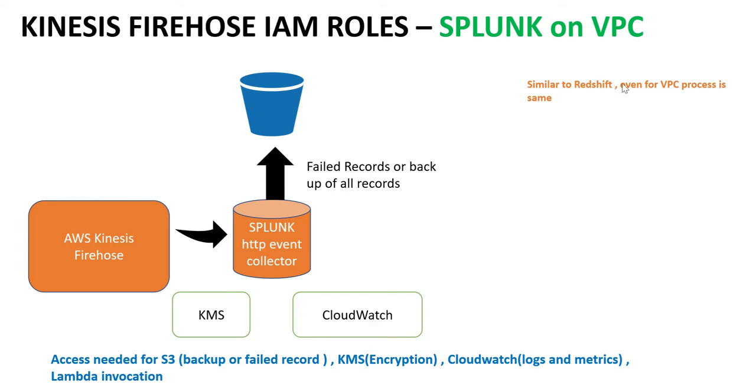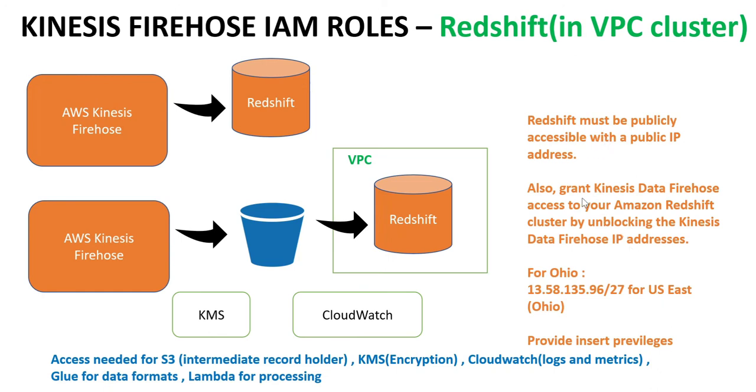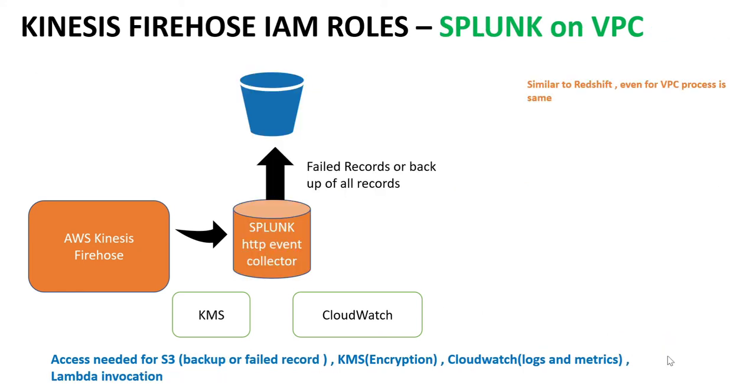Now you see the process is similar to Redshift. So if you see the Redshift VPC cluster, what we did is in the VPC we told to make this publicly accessible, and then what we are saying is this IP, the Firehose IP, you have to unblock it here so that it can talk. It's common sense. This guy is trying to talk to this guy, and in a VPC usually everything is blocked from outside, so you have to open it for this guy only. So the same stuff is needed for Splunk on VPC also.